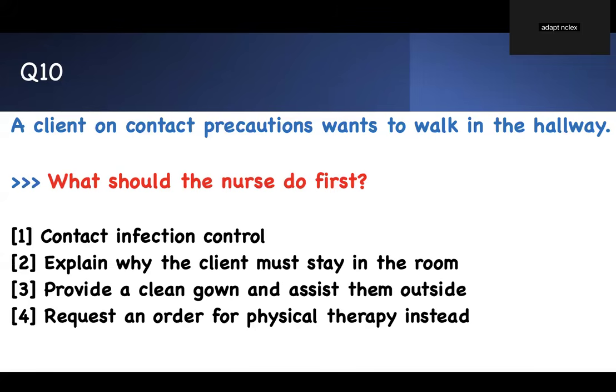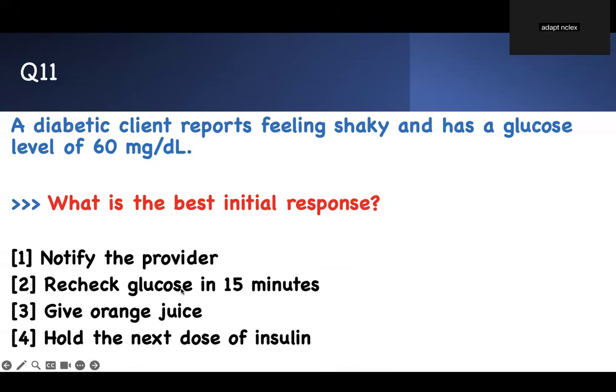Give them a gown and then assist them. Basically, protect others while preventing isolation from the patient. So let them come out, but protect the others by covering the patient, and then let them walk. This is the bonus question.